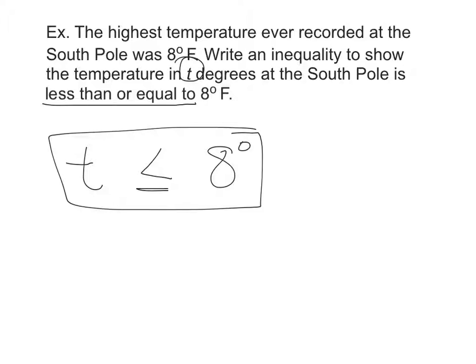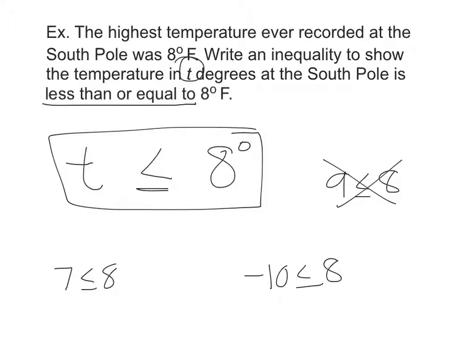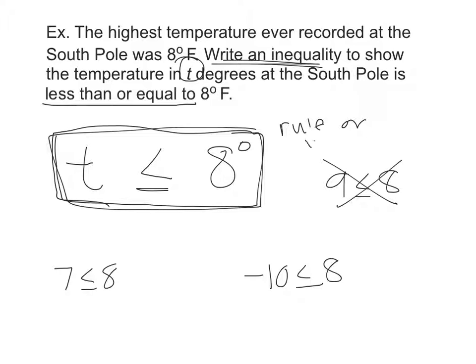So, taking a look at what types of solutions, we said 7 degrees would work. We said that negative 10 degrees would work. But 9 degrees is not less than or equal to 8, so that one does not work. Okay? So that's talking possible solutions. But what you're asked to do here, when it says write an inequality, they just want you to write what that inequality, what that rule really looks like. This is your rule or inequality. Kind of synonyms there, okay?